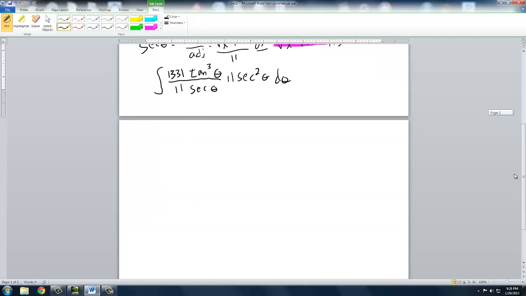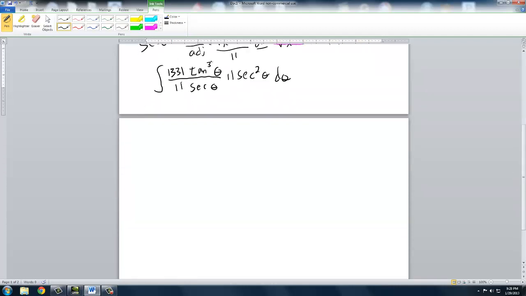So I'm going to leave that up. If you look at this integral now, look at what we can cancel. We can cancel an 11. We can cancel this secant theta with one of these, so there's one left, and I think that's it. And I'm going to move that 1331 outside. So what we have is 1331 integral of tangent cubed theta secant theta d theta. Now we have a section 8.2 problem.